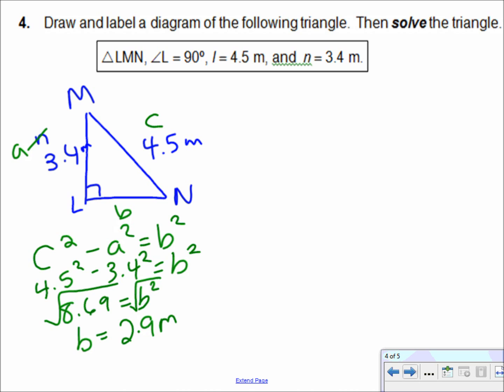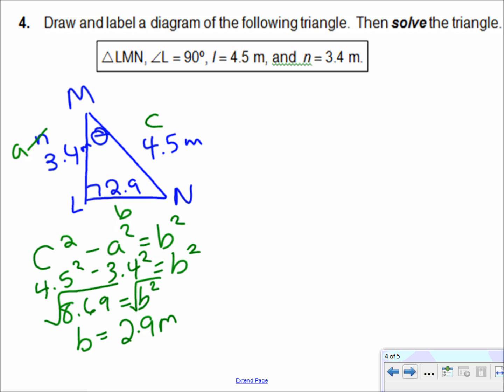So when it says solve the triangle, that means they want everything. Based on what we found, we now know that that side length is 2.9. We have one of the angles, we know it's 90, but we need another angle. Does everyone agree with that? So you get to pick any angle you want. Just for the heck of it, I'm going to pick this angle right here.